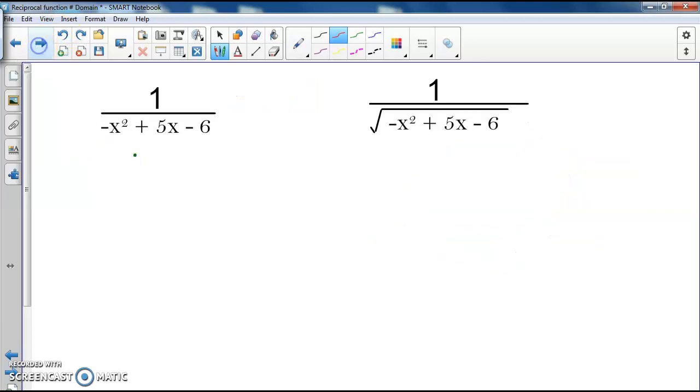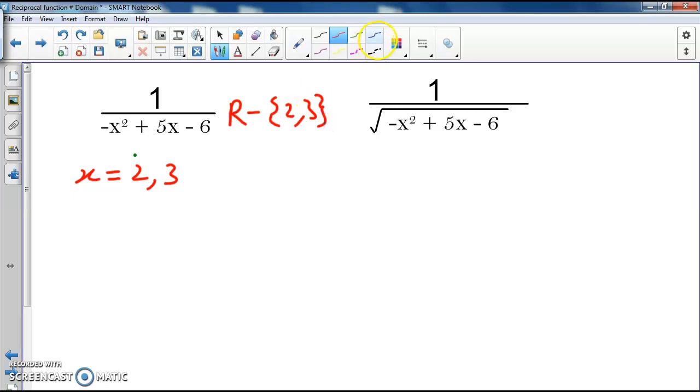Next one, 1 upon minus x squared plus 5x minus 6. Again, we can check that the roots of minus x squared plus 5x minus 6 is equal to 0 are x is equal to 2 and 3. So the domain of this function will be all real numbers except the 2 points 2 and 3.